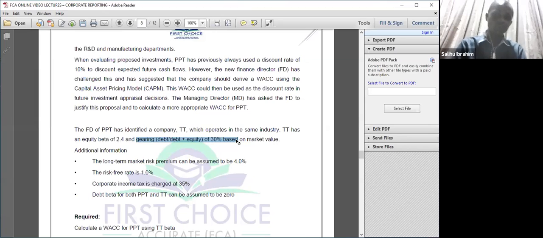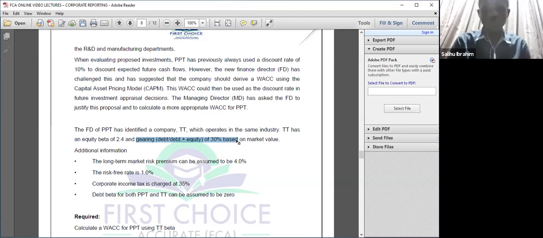Okay, for me to ungear, you already know the formula. Beta of asset is equal to beta of equity times market value of equity over market value of equity plus market value of debt times (1 minus the tax rate), plus beta of debt times market value of debt times (1 minus the tax rate) over market value of equity plus market value of debt times (1 minus tax rate). Okay, that is the formula for ungearing.